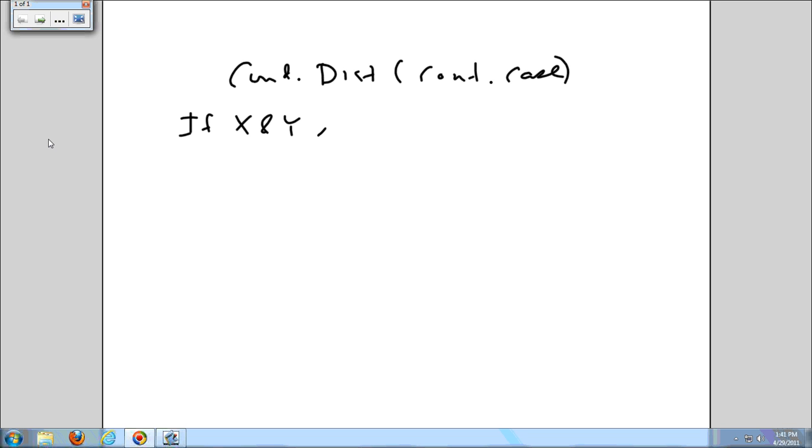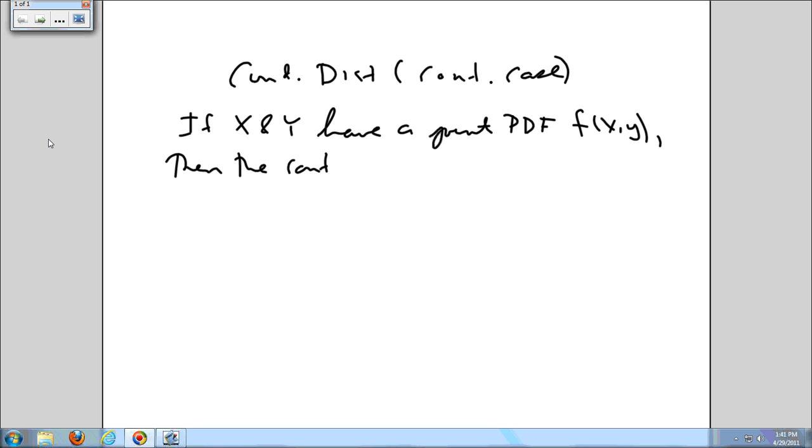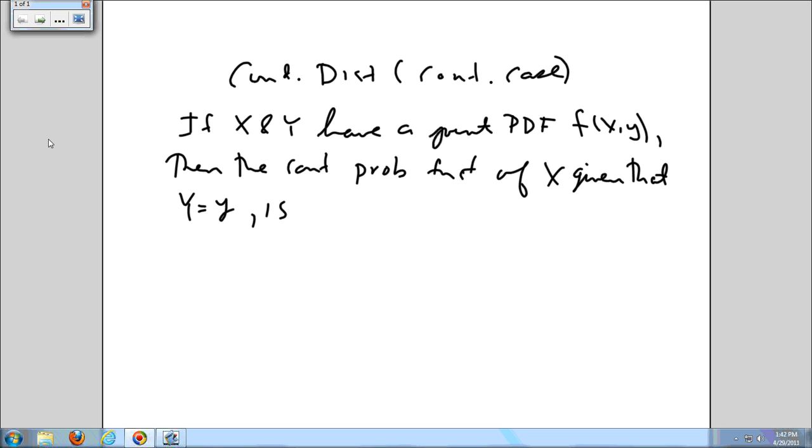Now, if x and y have a joint probability density function f of x, y, then the conditional probability function of x, given that the random variable y is equal to little y, is the following.